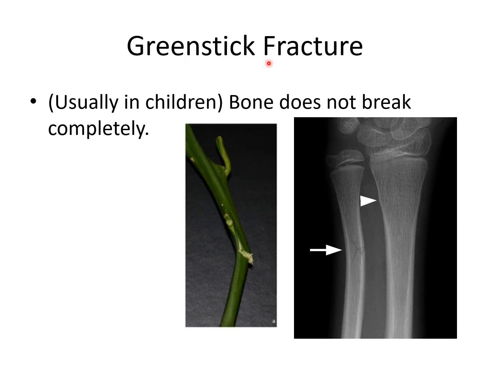The Greenstick fracture happens when the bone is still intact, but there is a break in it. You can see here this Greenstick fracture, it's not completely snapped all the way through the bone. This is usually more in pediatric patients because their bones aren't fully ossified yet, so they have a little bit more give to them.